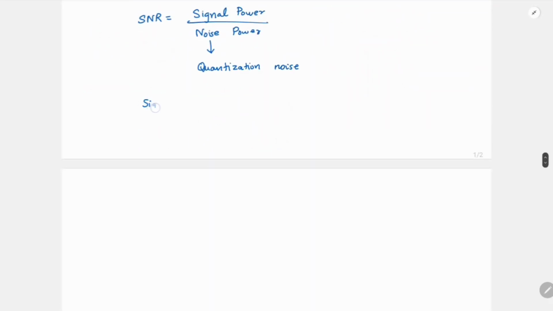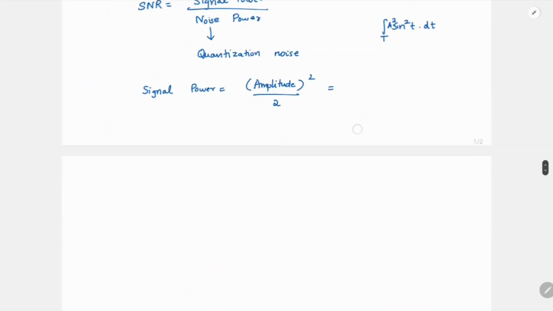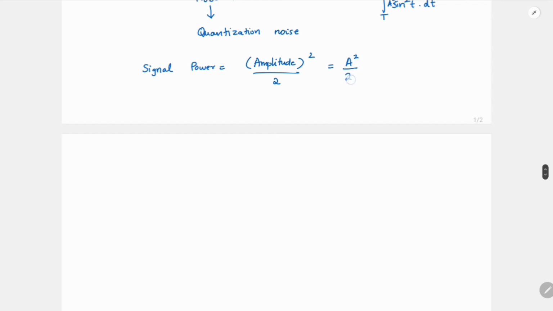So signal power for a sinusoid is nothing but amplitude square by 2, right? If you integrate any sinusoidal function, power is sine square, so sine square of t with dt over 1 time period. This will give you amplitude square by 2. So in this case, let's say the amplitude is a. So it is going to be a square by 2. Next we need to calculate the noise power.